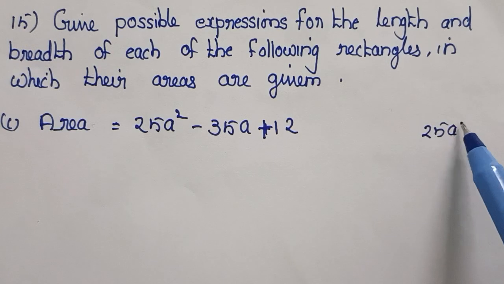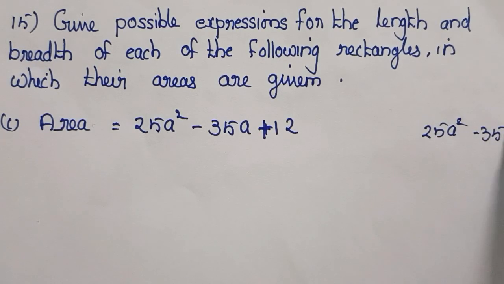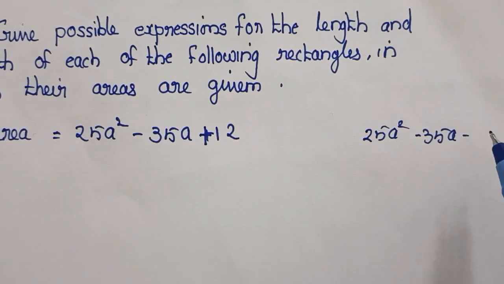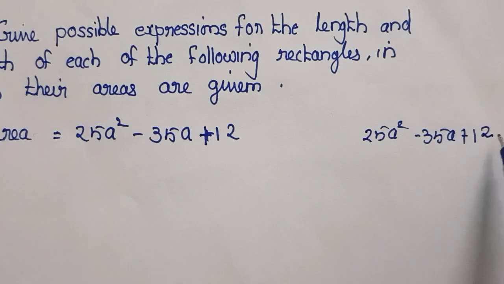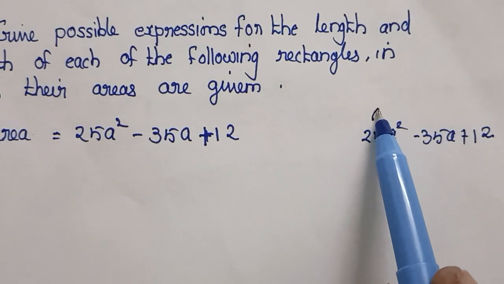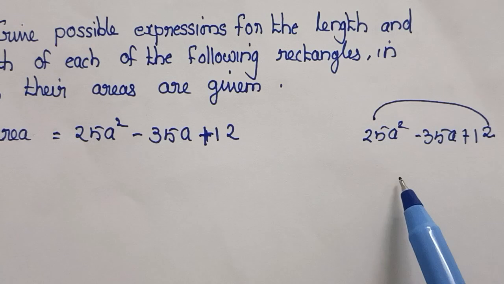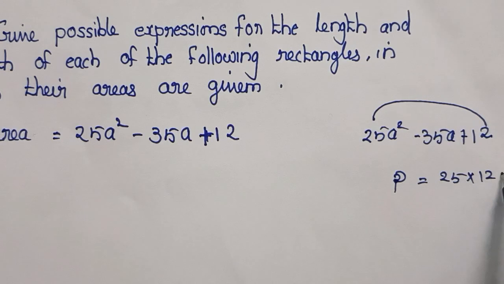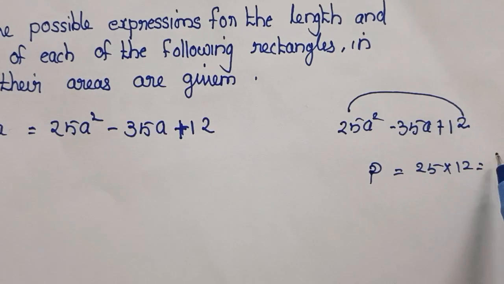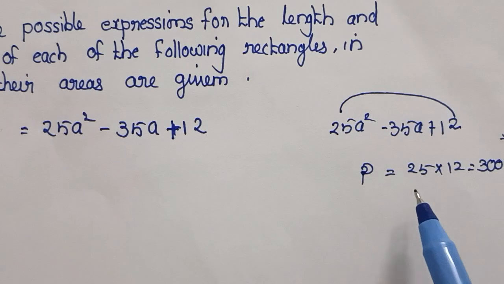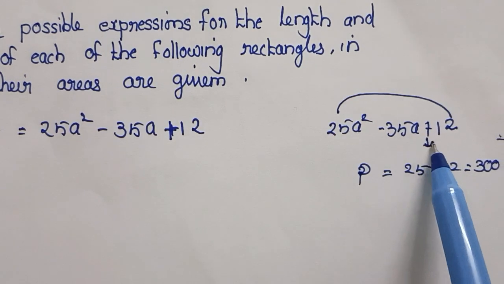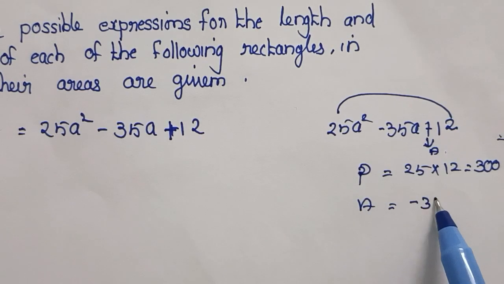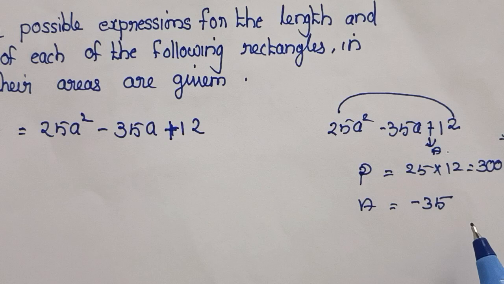25a square minus 35a plus 12, isn't it? This is the given polynomial. So product of two numbers, that is when you multiply, you have to get 25 into 12. 25 into 12 equal to 300. When you multiply, you have to get 300. Since the last sign is plus, when you add the same numbers, you have to get minus 35.